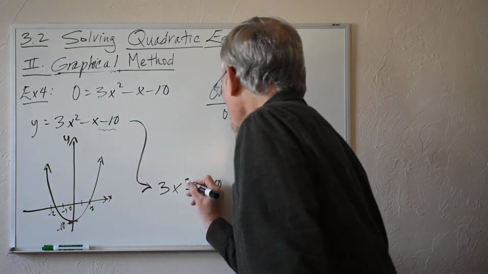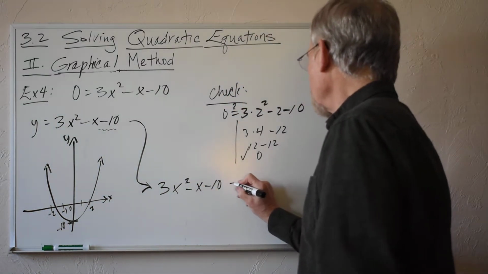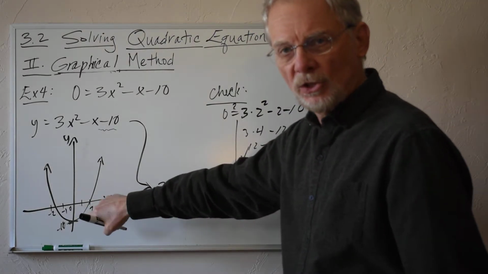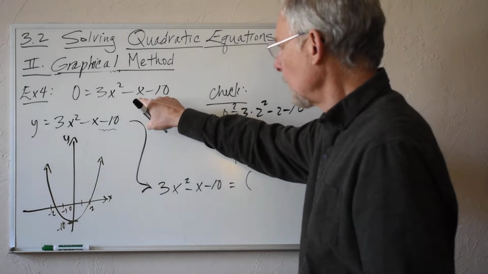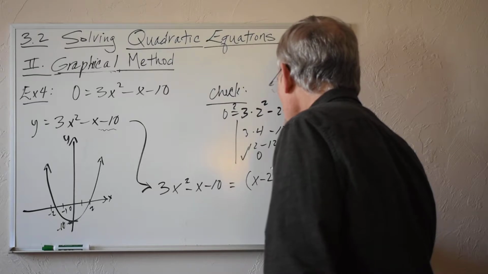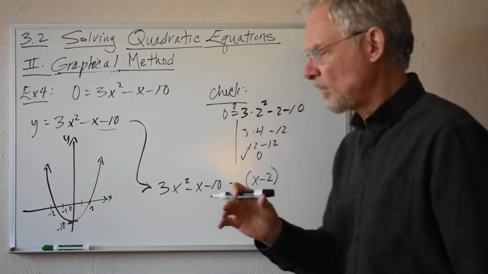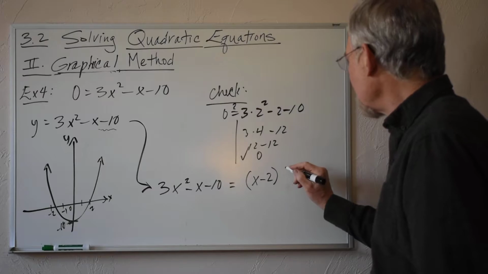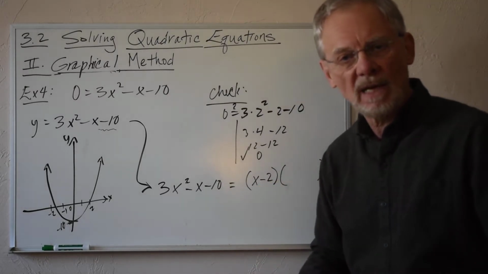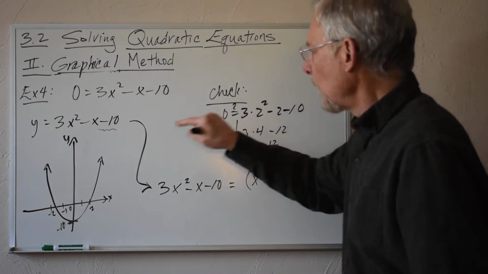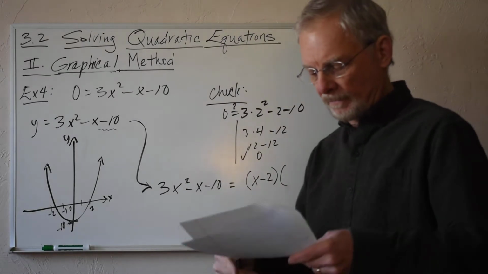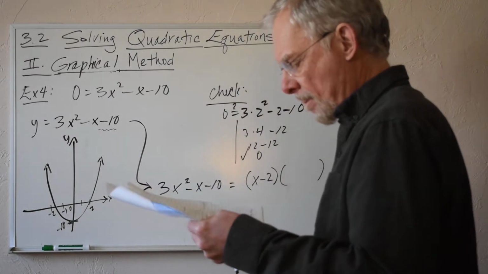Here's our quadratic, right? We have figured out that 2 is a solution. 2 is a root of this quadratic equation. That's the same as saying, we've noted this before, that this thing factors with a factor of x minus 2. The only way 2 can solve that equation is if that's true.